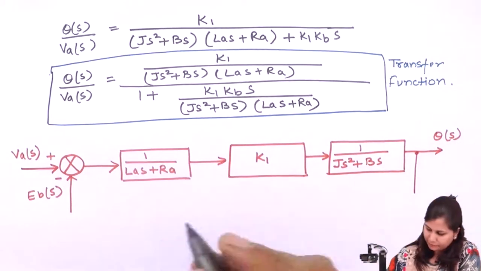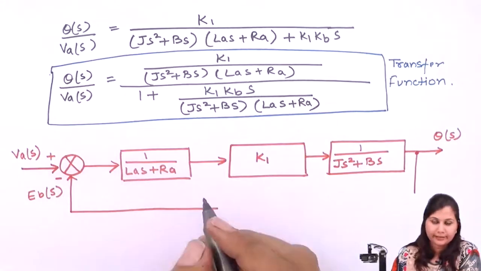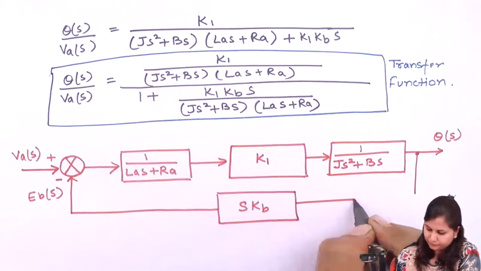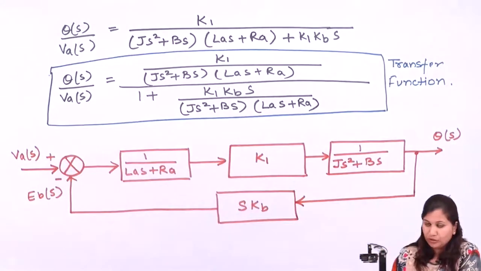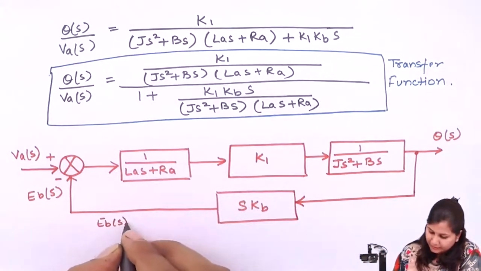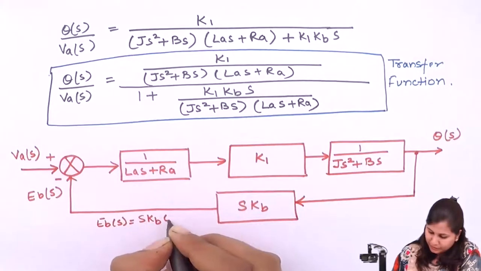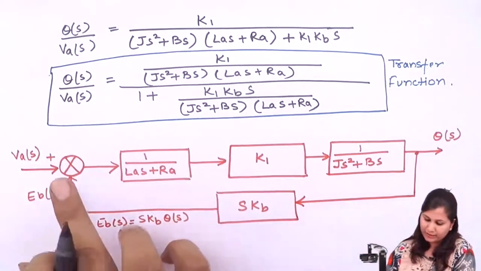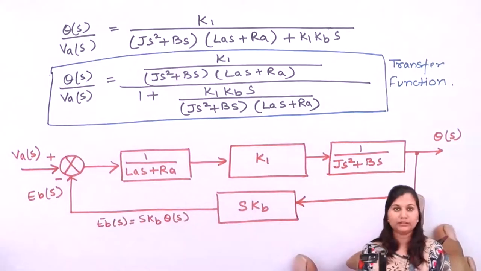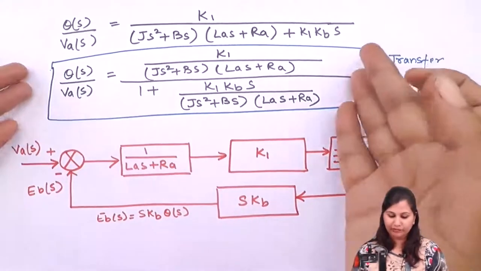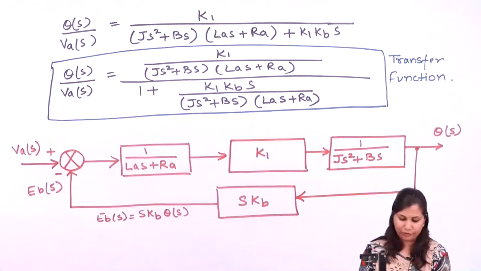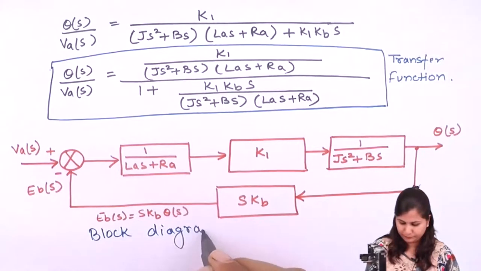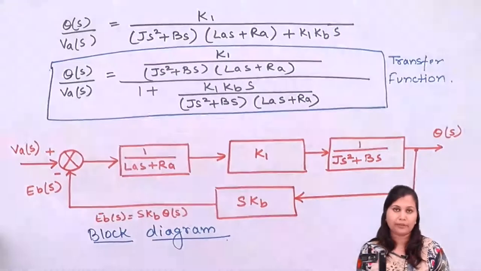Now this output is fed back to this error detector, and it is multiplied with S KB. So we are getting the equation that EBS is S KB theta S. We have obtained it here earlier, and theta S was VAS multiplied with all these transfer functions. If we solve this block diagram, we are going to get this transfer function only. So we have drawn the block diagram of the armature controlled DC motor. So this was all about the armature controlled DC motor.